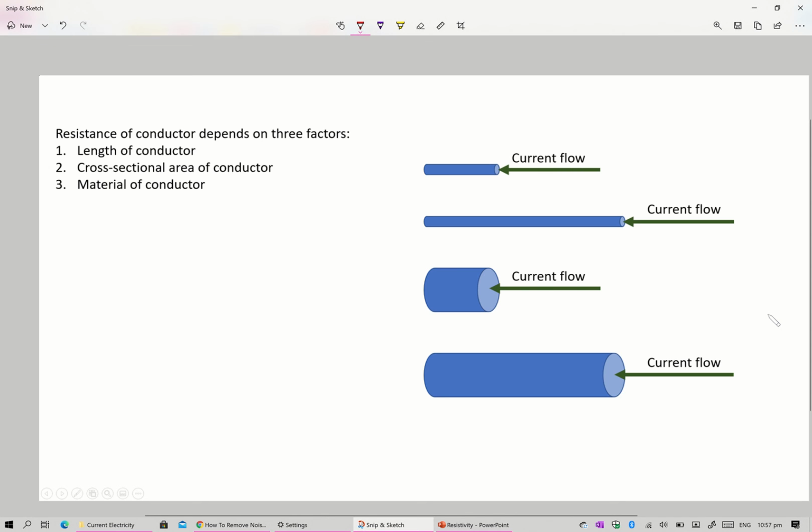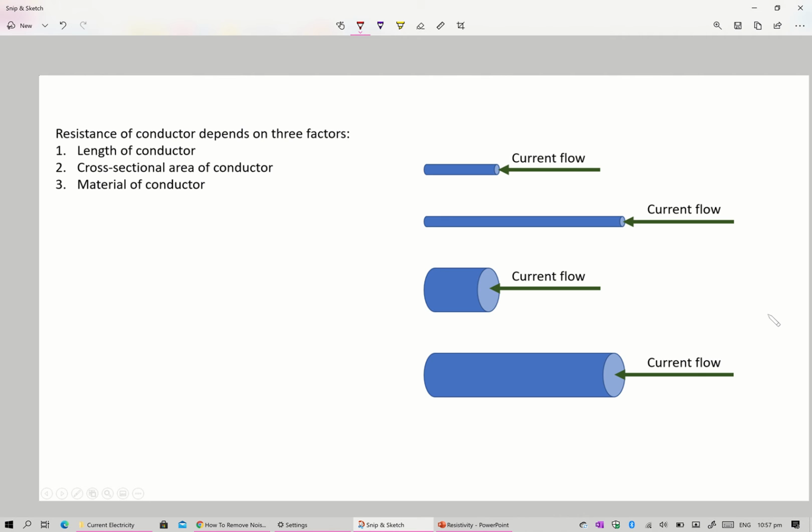Hello everyone. For this topic, I will now show you the relationship between resistance and the other parameters that affect the resistance of the conductor. Now, what you can see on the screen here is that there are three factors that affect the resistance of the conductor. First is the length of the conductor.